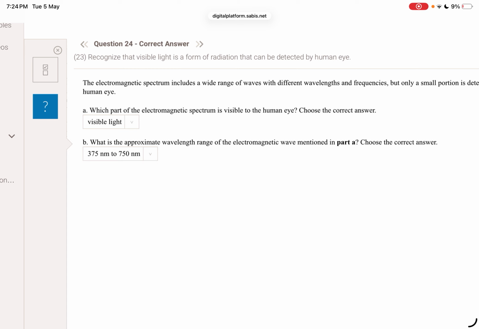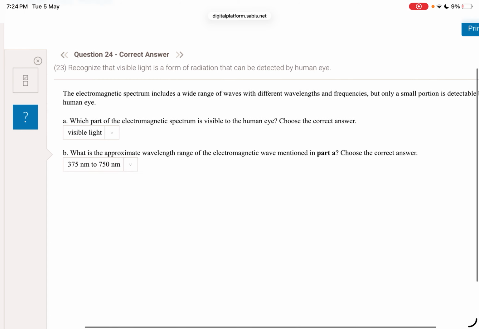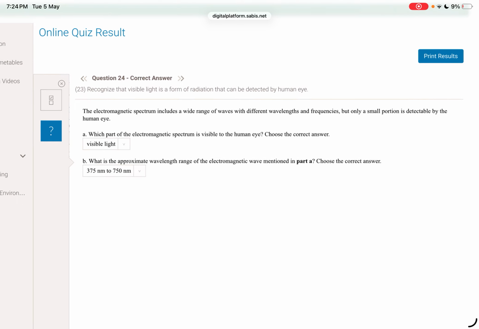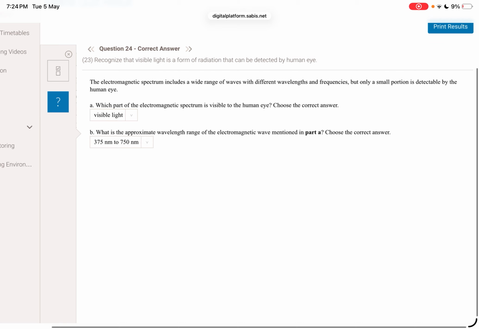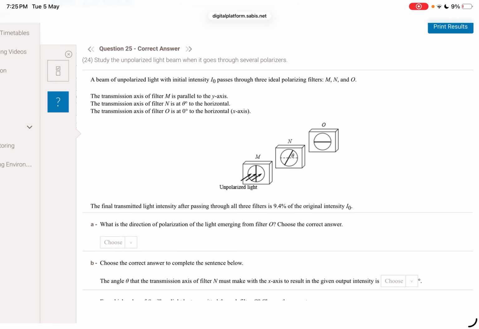So it's question 24, you have to memorize this. The electromagnetic spectrum includes a wide range of waves with different wavelengths and frequencies. Okay, so part A, which part of the electromagnetic spectrum is visible to an eye? It is visible light. Of course, visible light is the only thing that's visible to the human eye. And what is the approximate wavelength range of the electromagnetic wave mentioned in part A? So you have to memorize this. Its wavelength is approximately from 375 to 750. Question number 25.